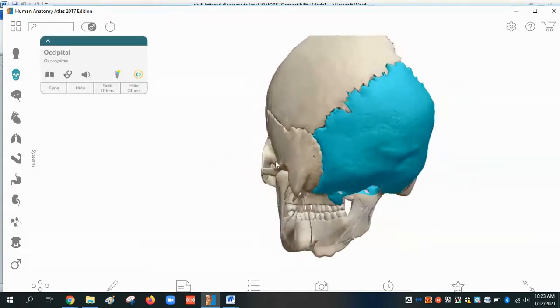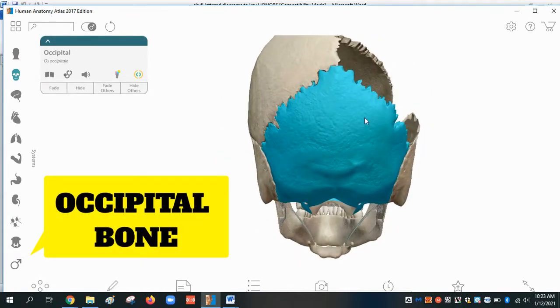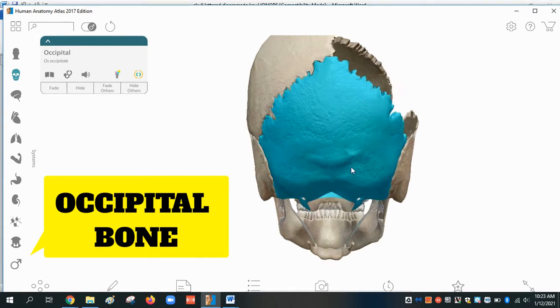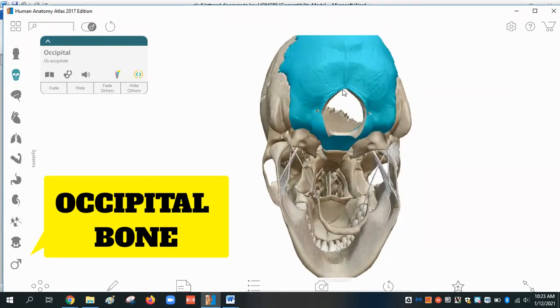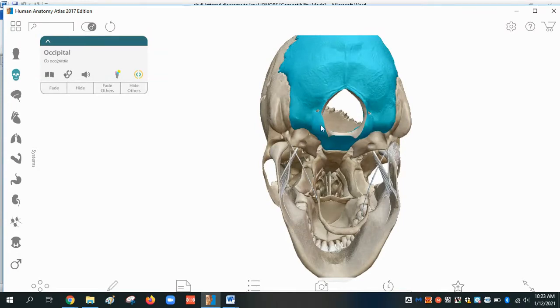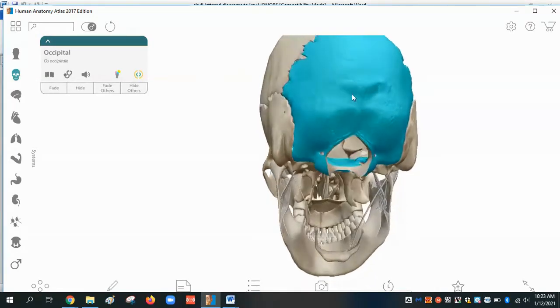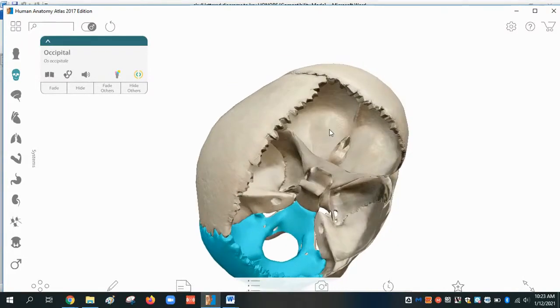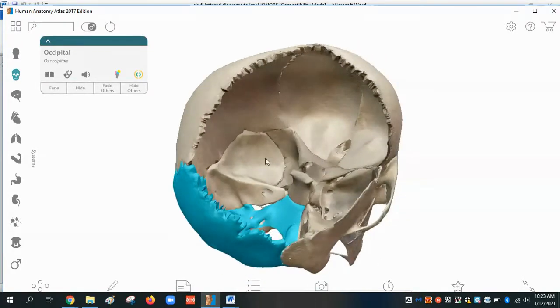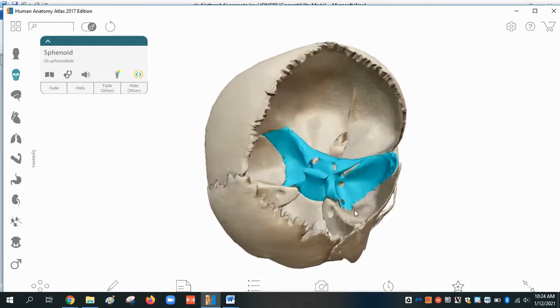The occipital bone is all the way in the back. Keep in mind I've deleted one of my parietal bones, so the occipital bone is all the way in the back. It contains the massive opening at the bottom of the skull that allows the spinal cord to exit. That's the occipital bone.